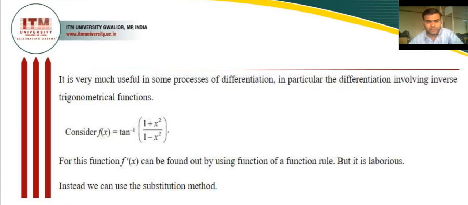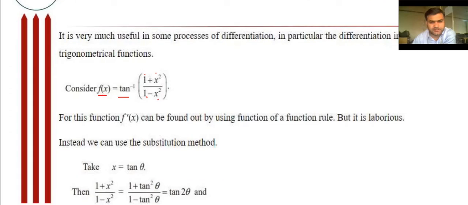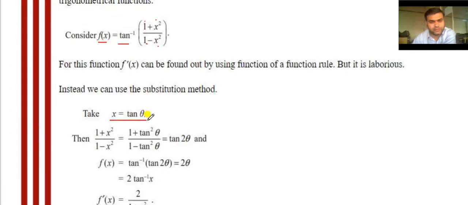Now we will solve a simple question based on this topic. Suppose you are given f(x) = tan inverse of (1 plus x square upon 1 minus x square). In that case we put x = tan theta. So we take this bracket term, 1 plus x square upon 1 minus x square. When we put x as tan theta, 1 plus x square becomes 1 plus tan square theta. Similarly, in the denominator, 1 minus x square becomes 1 minus tan square theta.